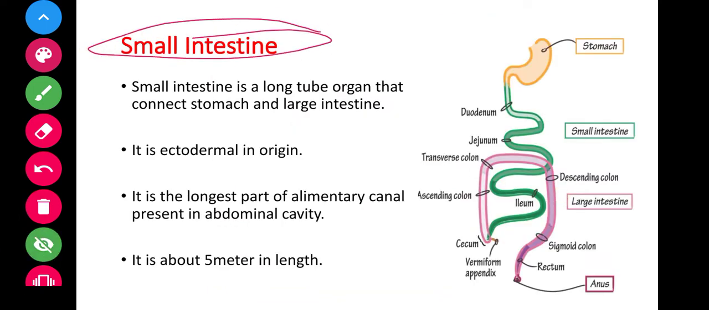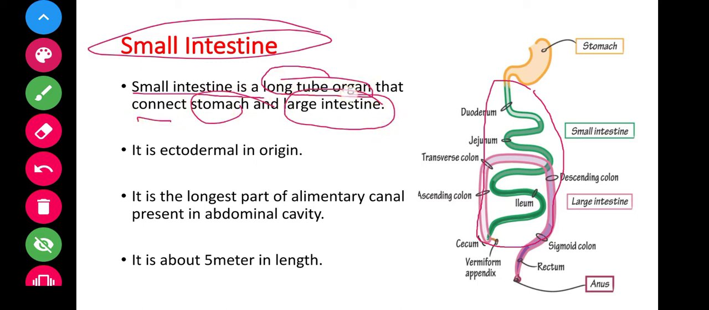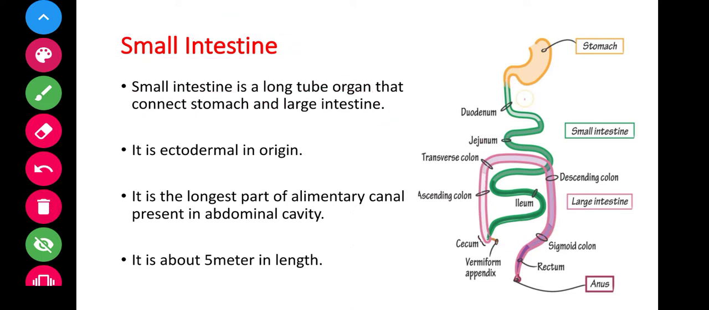Small intestine, okay? This structure, which is green in color, this is a small intestine, okay? A small intestine is a long tube organ that connects stomach and large intestine, okay? This is the small intestine, and we can see in the diagram clearly it is connected with stomach and large intestine, okay? It is ectodermal in origin. Clear?